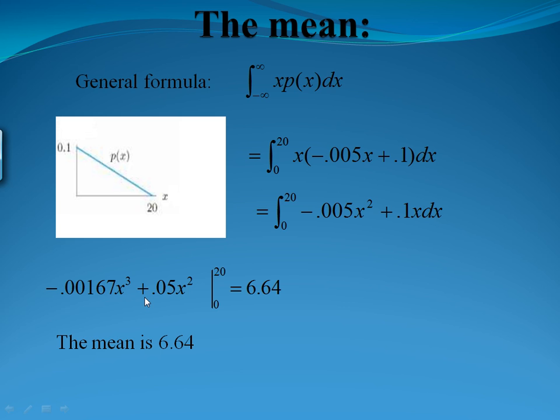0.00167x cubed plus 0.05x squared from 0 to 20. Plugging in our bounds and subtracting, we get 6.64. So the mean here is 6.64.